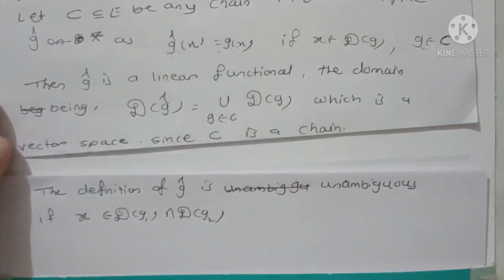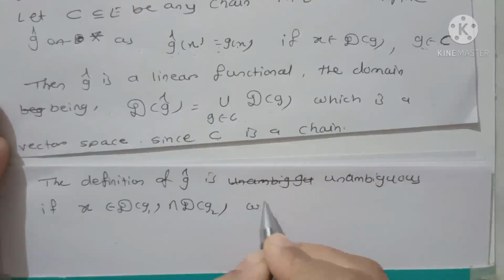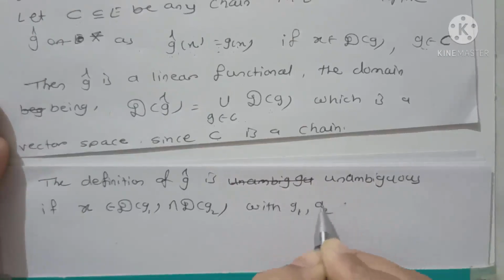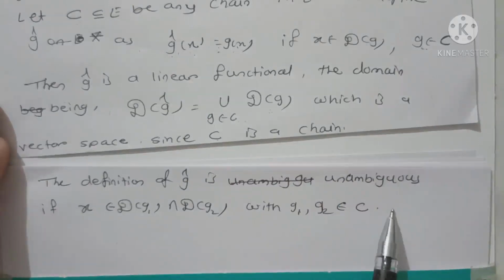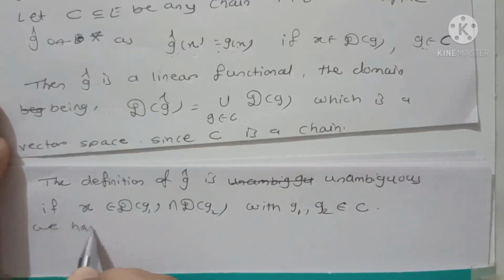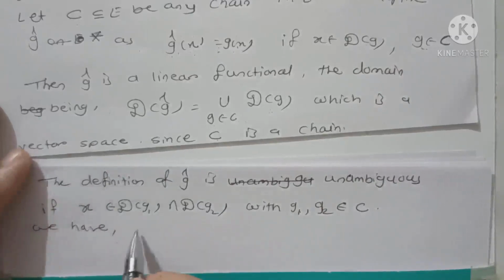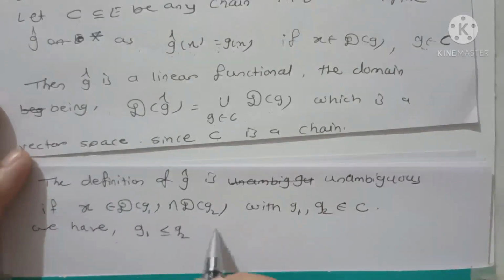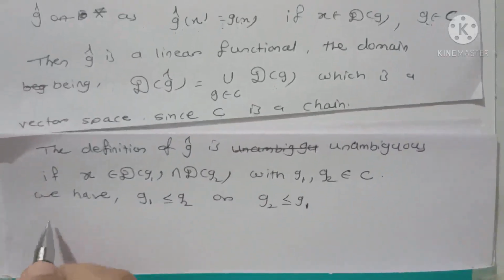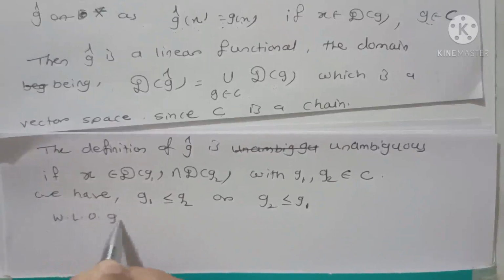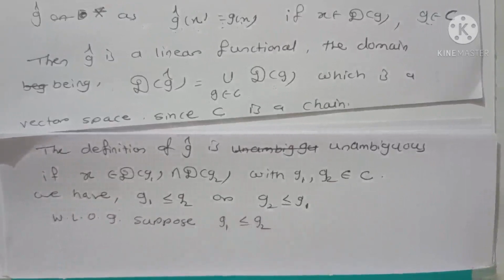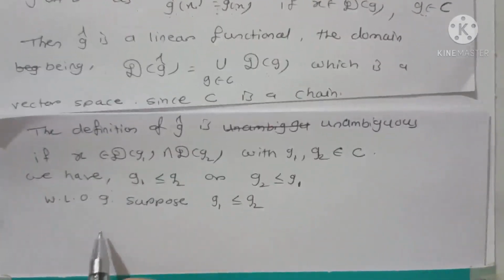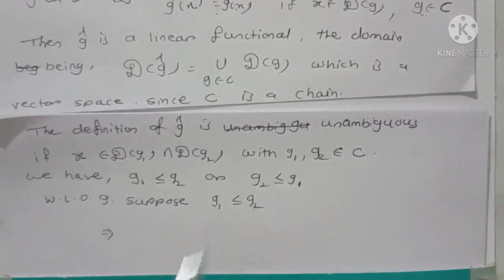And therefore, here we have g1, g2 both are the elements of C. And as g1 and g2 both are the elements of C, we have g1 less than or equals to g2 or g2 less than or equals to g1. But if we consider, suppose without loss of generality, g1 less than or equals to g2. When g1 less than or equals to g2, this implies that g2 is a linear extension of g1.